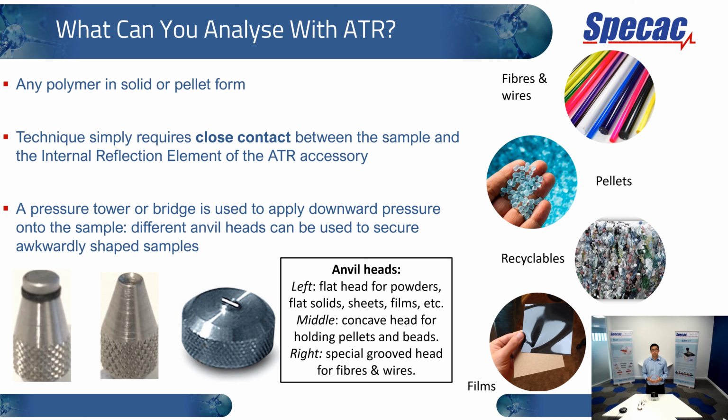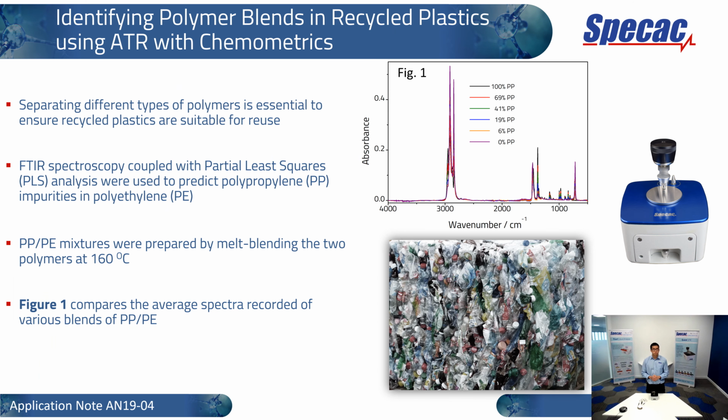So having the versatility of the different add-ons you can have for the Quest ATR and Golden Gate really enables you to provide quality spectra when analyzing these polymer samples. So this particular application looks at the identification of polymer blends and recycled plastics, and it's combined with chemometrics analyses to enable us to identify those blends.